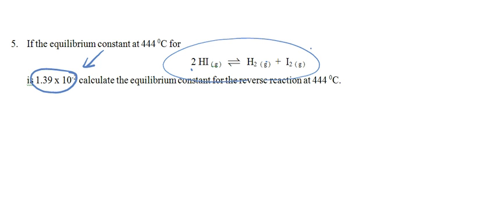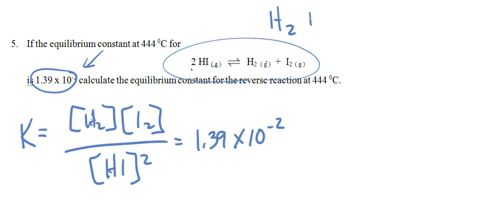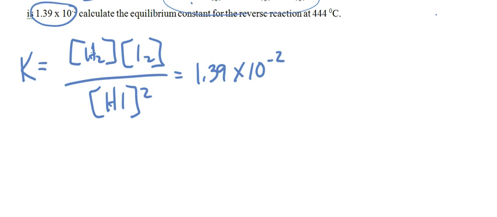If you're not sure what to do, always start with an expression. So hydrogen, iodine, HI, and that equals 1.39 times 10 to the negative 2. Boom, we got the equation. We don't care what the concentrations are. That's not what the question's asking. However, if this reaction is reversed, hydrogen and iodine are now reactants, where the 2HI is the product. So what that means is we're going to have a different K value.